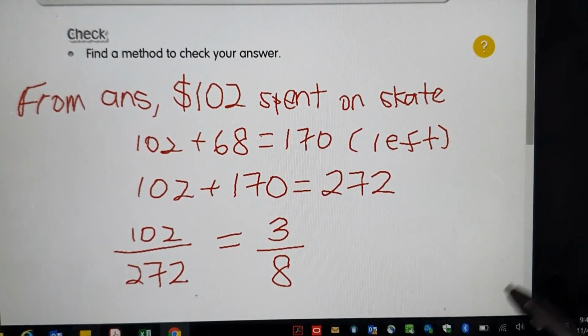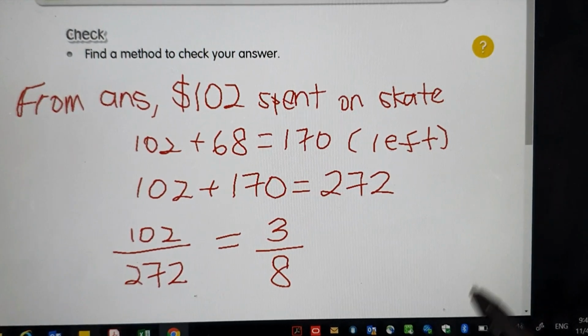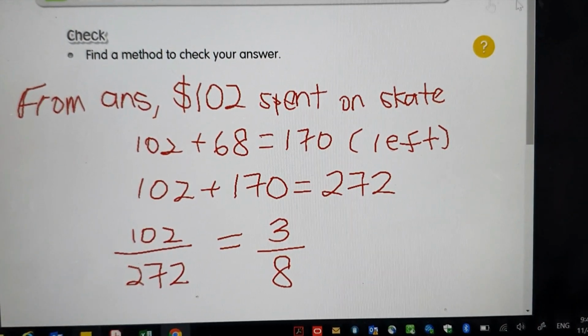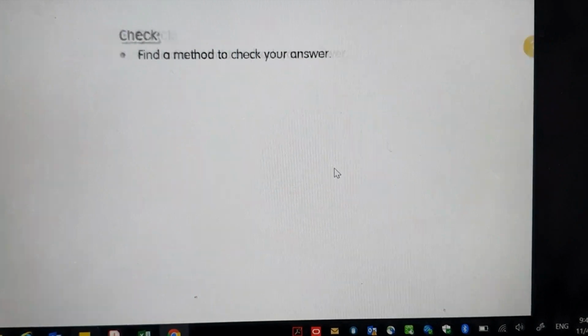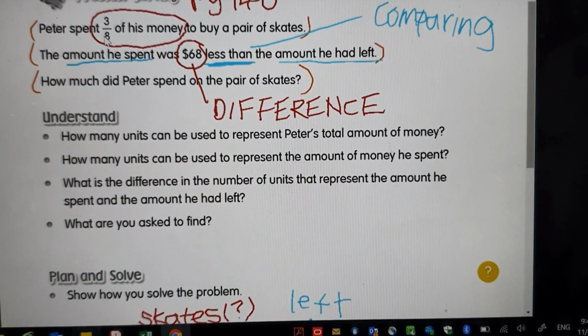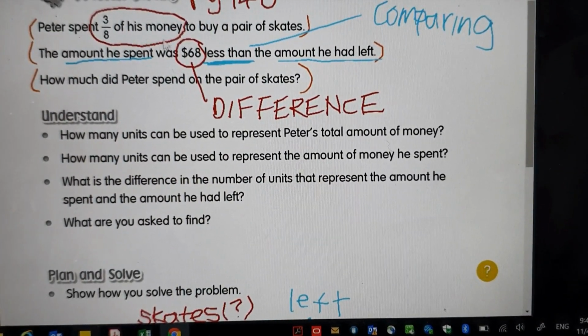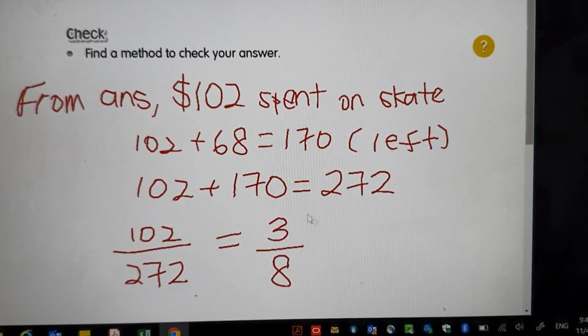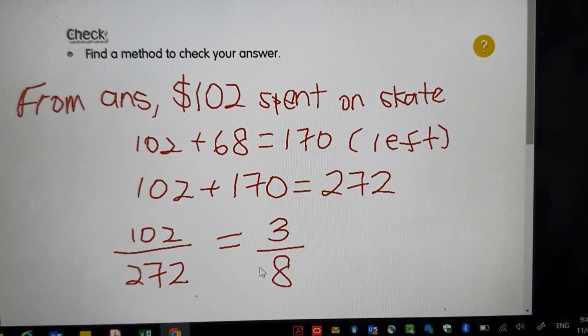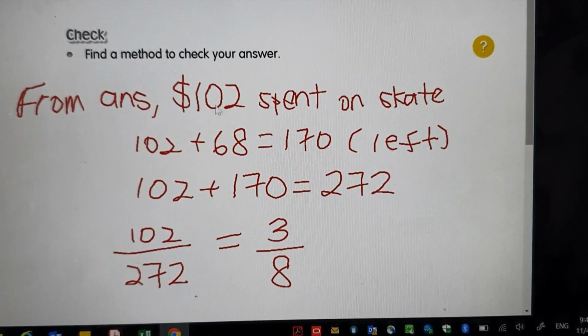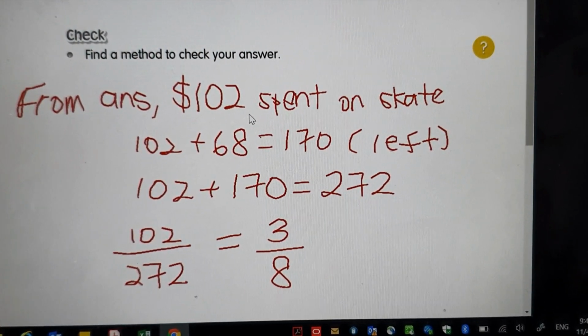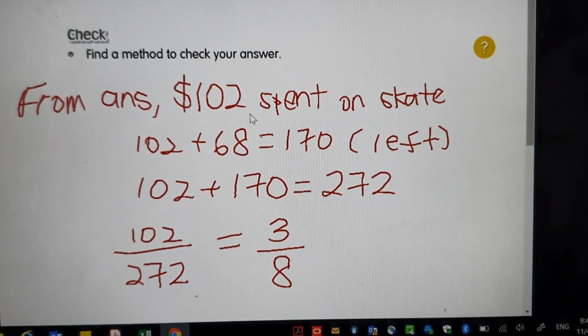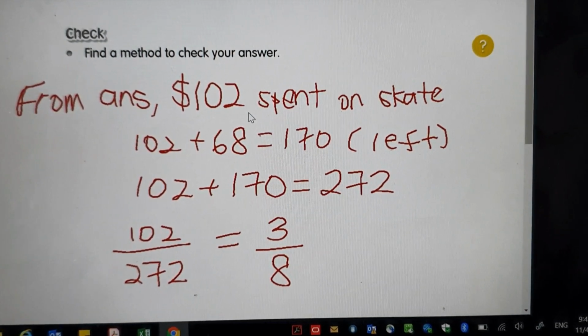So 3 out of 8 of the money was spent on skates, which actually tallies with what the question states here, where he spent 3 out of 8 of the money to buy the skates. Since you are able to reduce it back to 3 out of 8, this shows that your answer of $102 is actually correct. So we have come to the end of today's YouTube lesson.